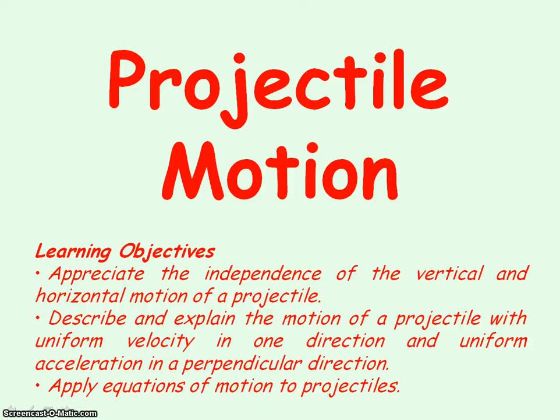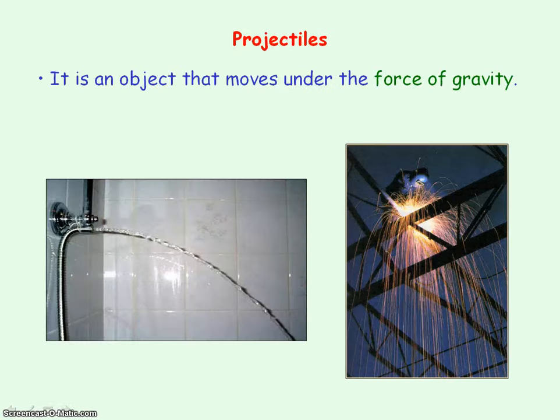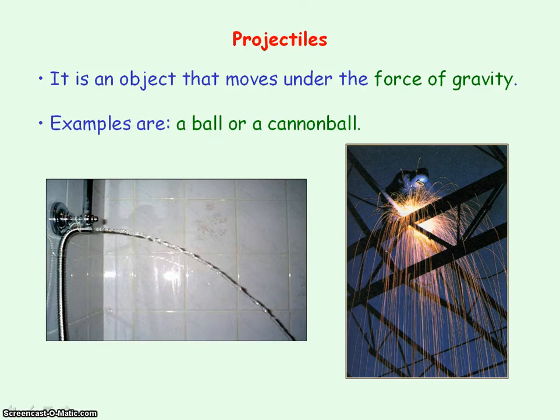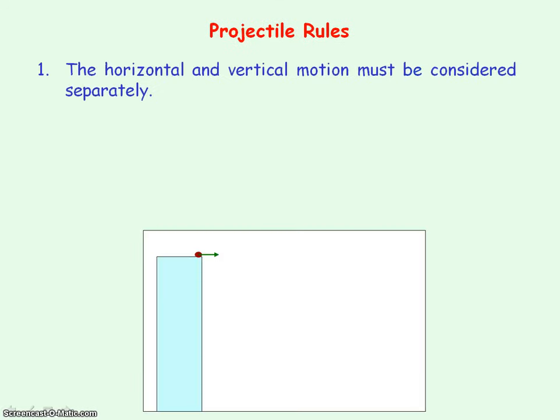We're going to be looking at projectile motion. A projectile is an object that moves under the force of gravity. So examples include throwing a ball or firing a cannonball. When solving problems that involve projectile motion, there are various rules that you need to remember.